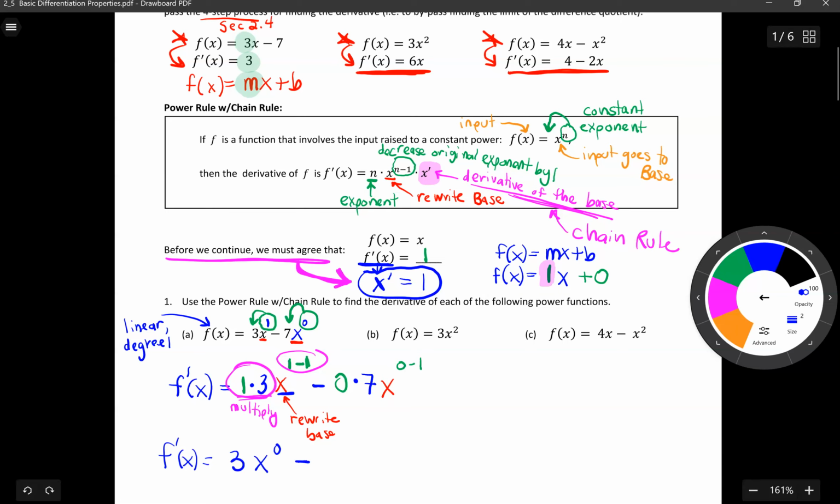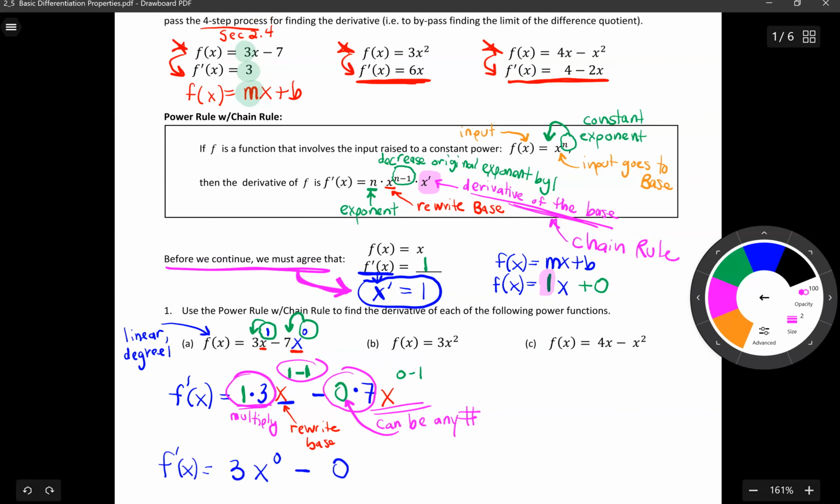Minus, then I come over here, 0 times 7. 0 times 7 is just 0. And I don't care what this is. This can be any number, can be any amount. What happens if you multiply anything by 0? It's 0, right? Multiplying 0 times anything just zeroes it out. It goes to 0. So this whole thing goes to 0.